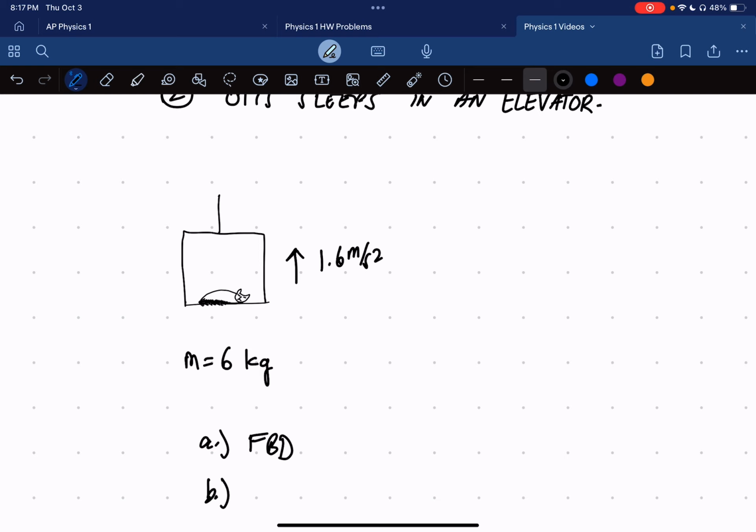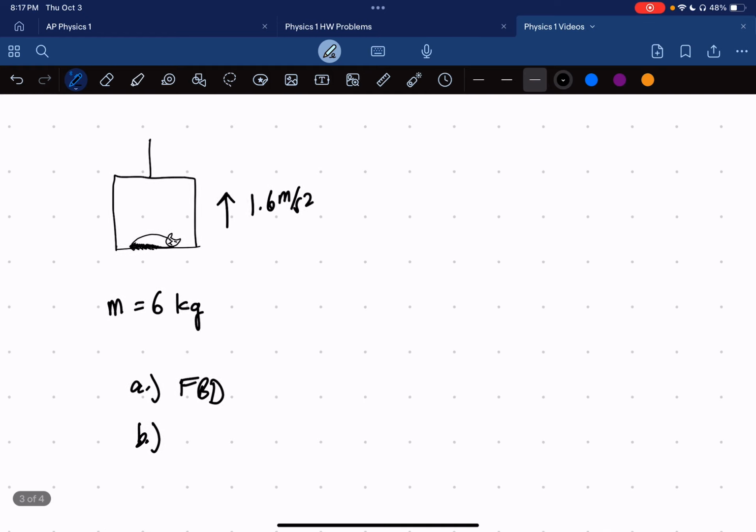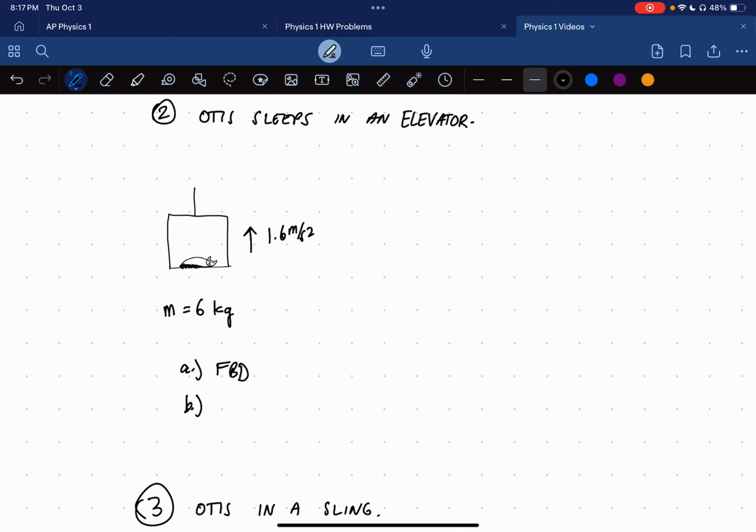Keep in mind that the mass will not always be 6. This is just Otis in the problem. All the problems will change. Different objects have different mass, obviously. So question A is draw a free body diagram for this.